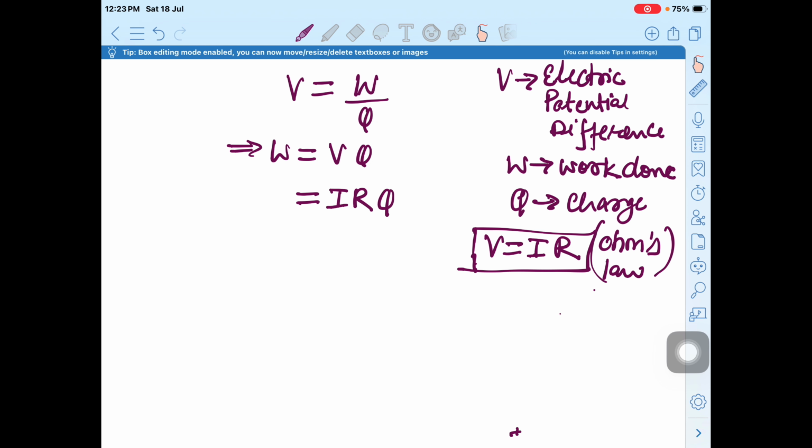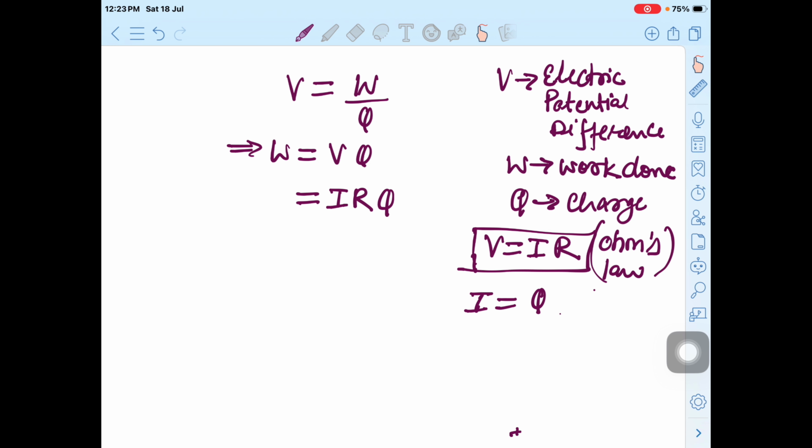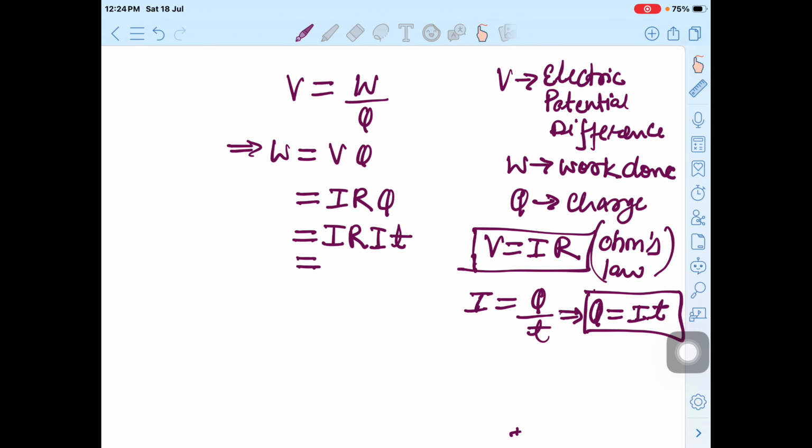You all must have studied that the current can be defined as I is equal to Q upon T, right? So from here we can write Q is equal to IT by this formula. Now from here the Q value will be substituted in this equation. So the equation will become IR IT, right? Now we can write it as I square RT.